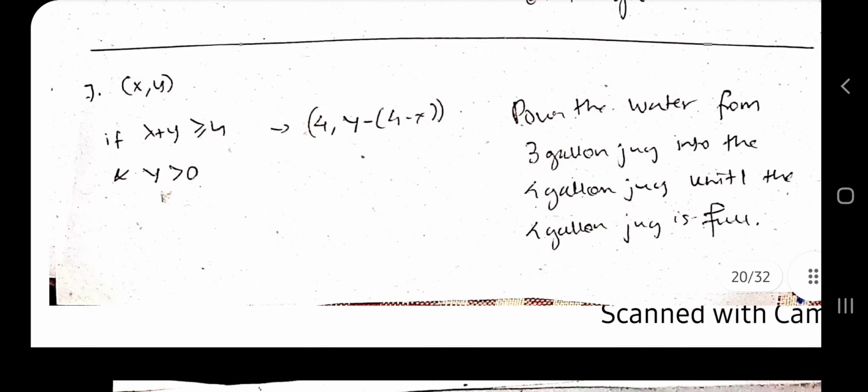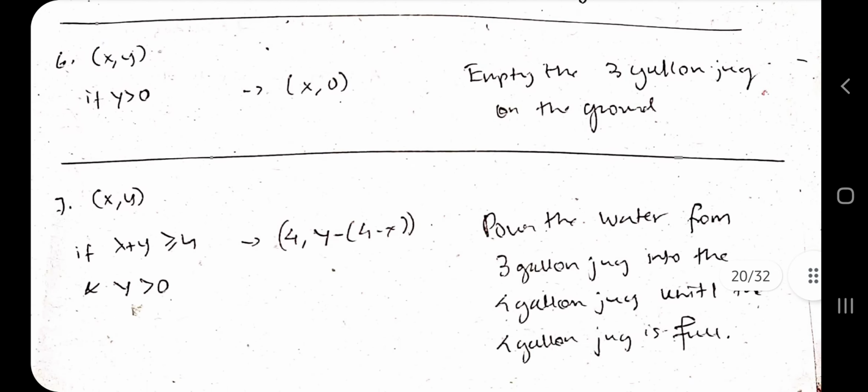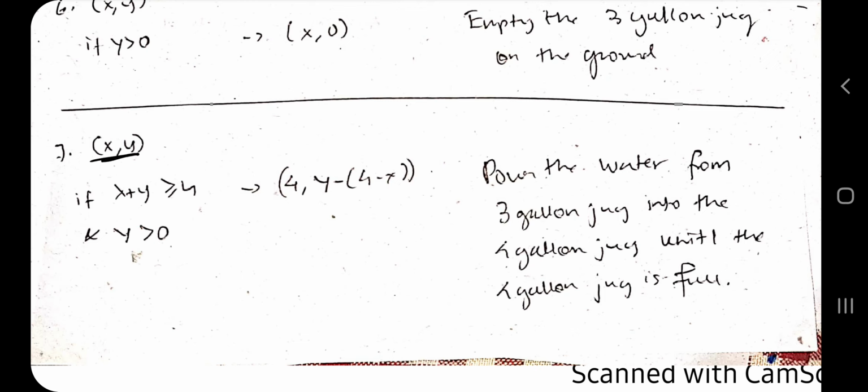After that, see, this one is important. Till here it's the basic rules. From here come the main rules. Okay, so main rules means x comma y is present and the condition is x plus y is less than or equal to 4. For example, let's take x has 3 liters and y has 1 liter. So x plus y is greater than or equal to 4. Yeah, it's true.